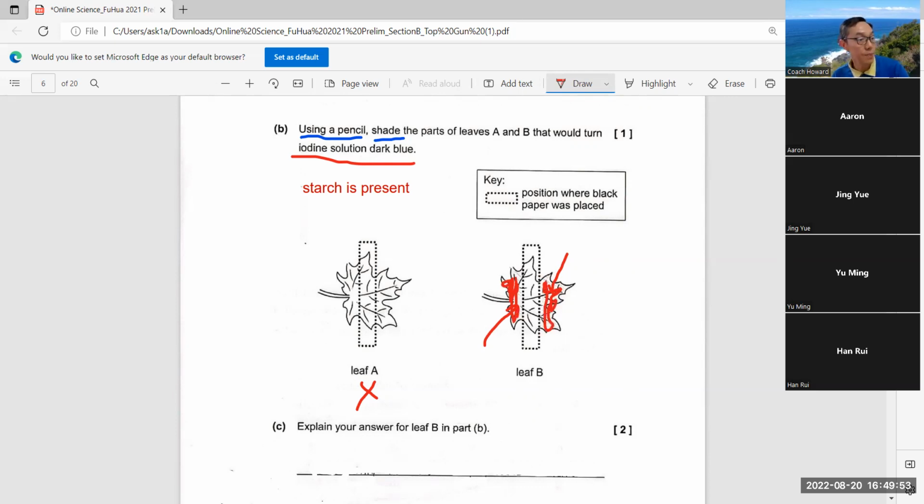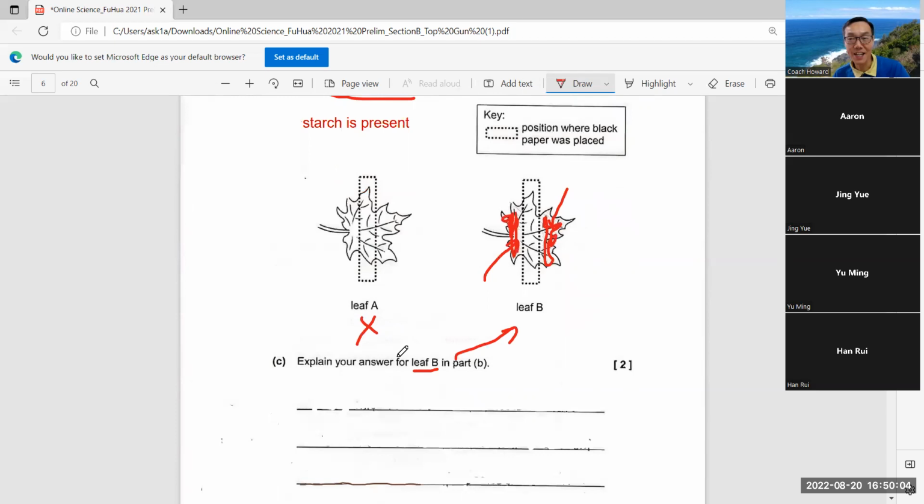Then you need to explain the answer. Explain your answer for leaf B. If you notice here, the examiner is trying to help the student. They didn't say explain your answer, they said explain your answer for leaf B. So if you are more alert, you will know that quite likely the answer is something to do with leaf B. That's why for leaf A, you don't need to shade anything, because some students shade both, and they won't get the marks. So you notice here the examiner is trying to help the candidate.